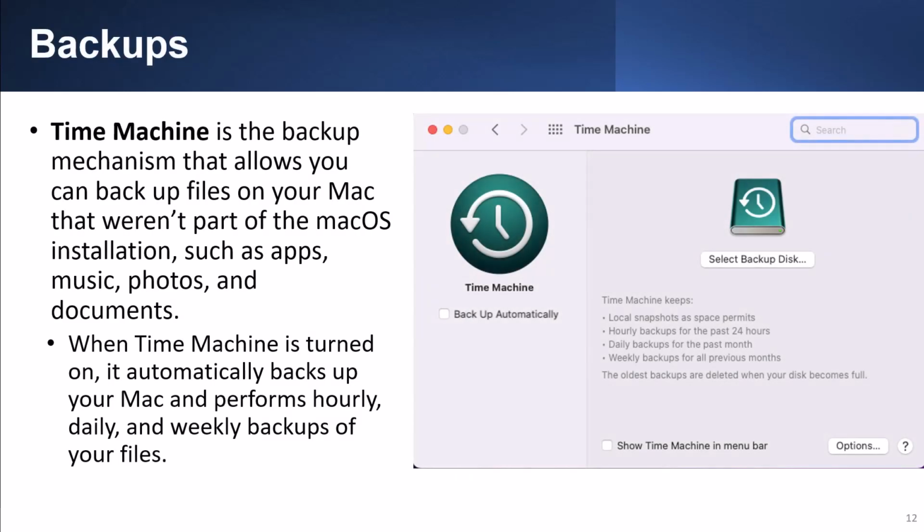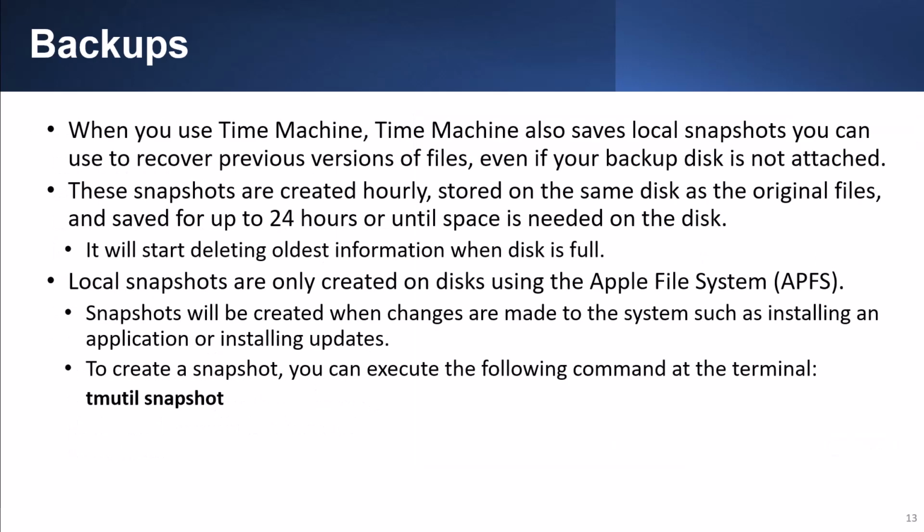Time Machine is the backup mechanism that allows you to back up files on your Mac that weren't part of the macOS installation, such as apps, music, photos, and documents. When Time Machine is turned on, it automatically backs up your Mac and performs hourly, daily, and weekly backups of your files. When you use Time Machine, it also saves local snapshots you can use to recover previous versions of files even if your backup disk is not attached.